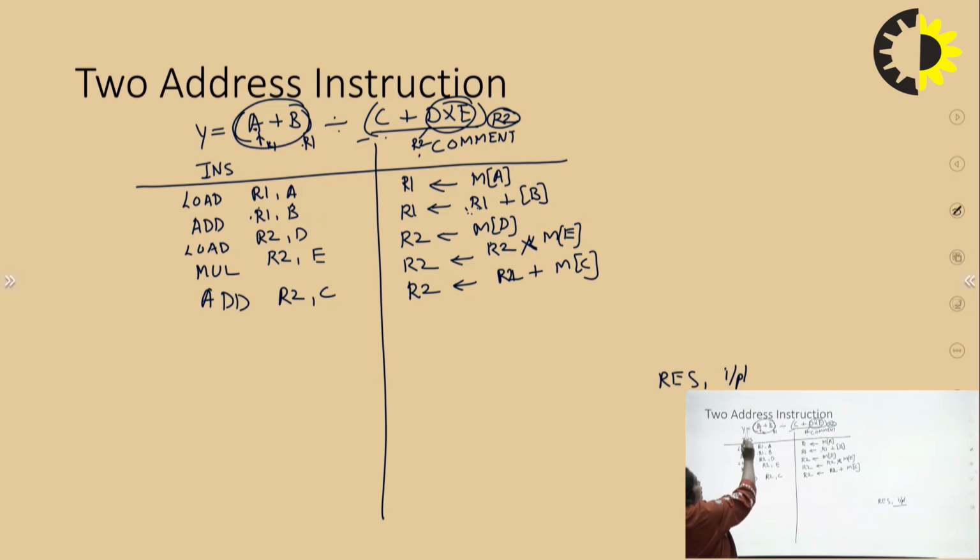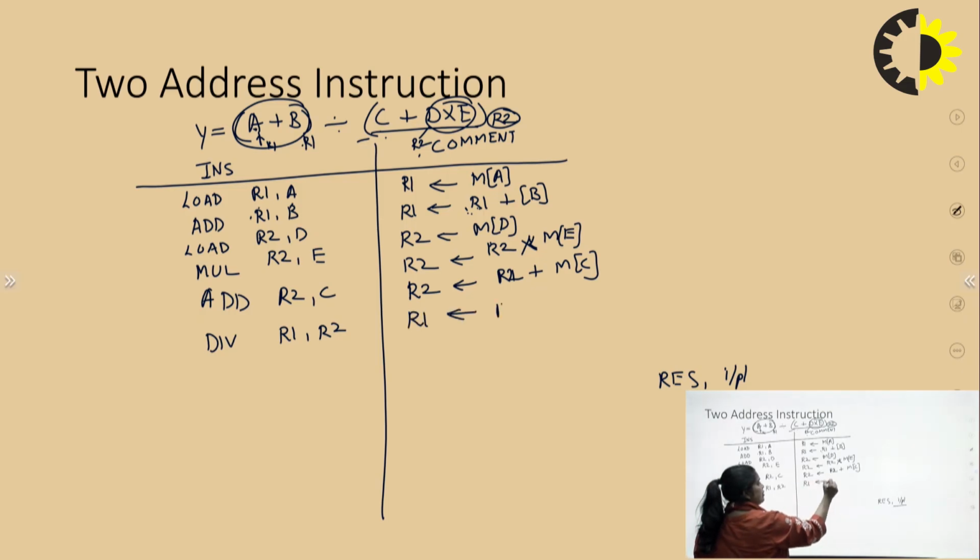Now we have to perform the divide operation. In the divide operation, R1 to R2 means in the R1 register, R1 is divided by R2. Whenever you are writing R1 or R2, you are not going to write M of R1, M of R2, because it is already the memory. So there is no need for M of R1. But when you are taking the variables, always you have to write M of A and F. That is the memory location.